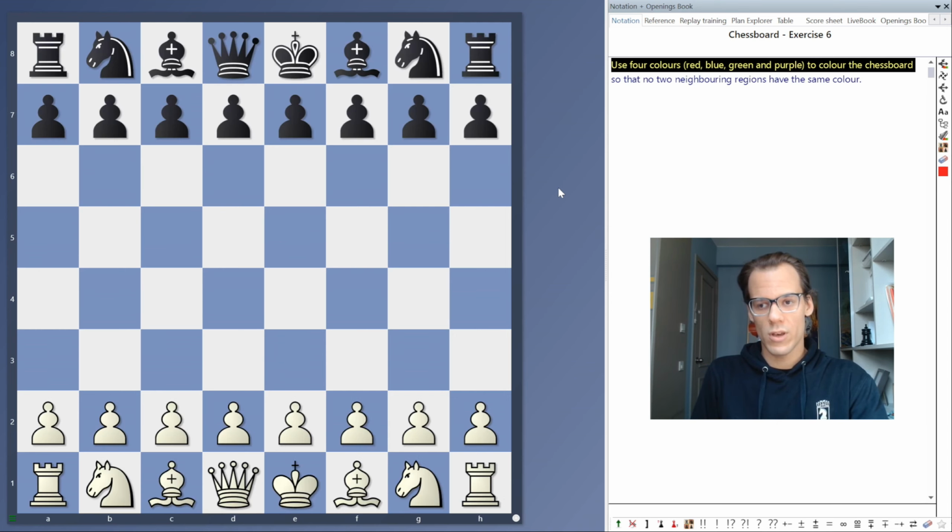Next, this exercise is also quite fun. It's kind of like a bit of a math exercise. So you have to use 4 colors. It can be any 4 colors. I picked red, blue, green, and purple to color the chessboard so that no 2 neighboring regions have the same color. So I have 6 puzzles, so you can check them out now.